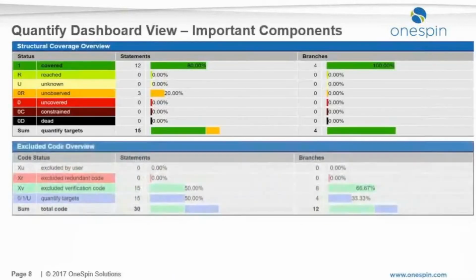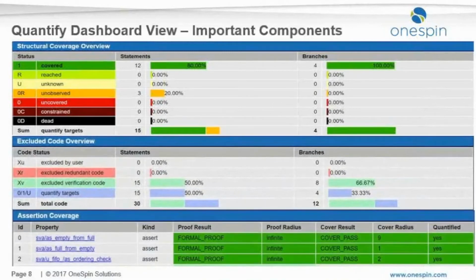So what happens is we run Quantify, and it produces a dashboard view. It has 4 different components. I've only shown 3 here. I didn't have much space. I'll show you in the next few slides. What's happening in the top part of the dashboard is it's a single metric.